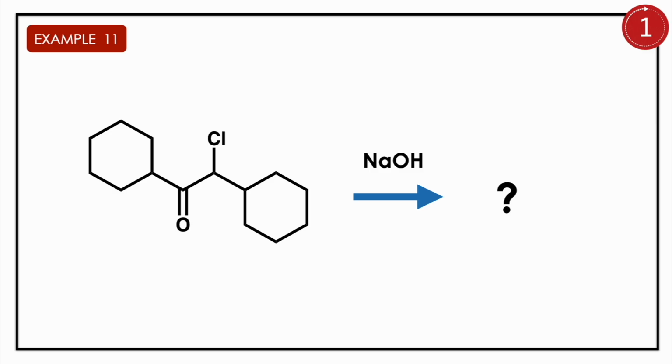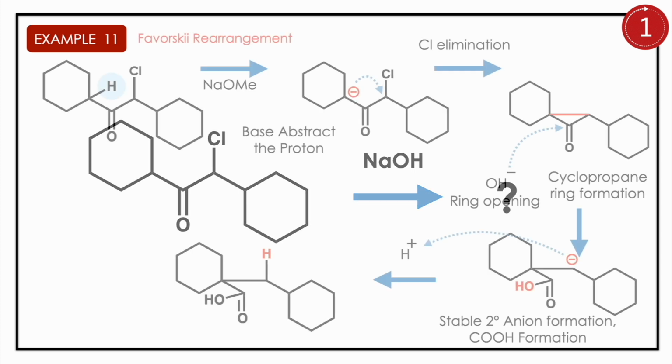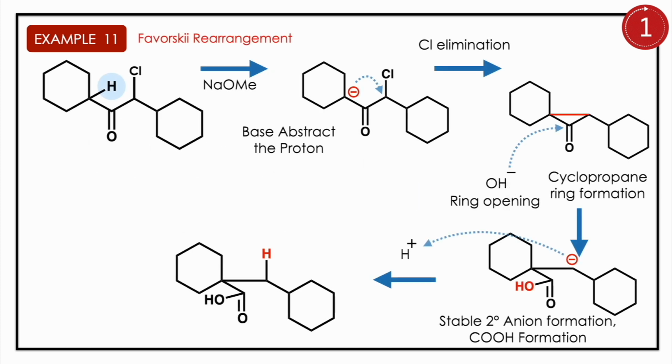Then the next example. Here you have a ketone, one side with cyclohexane, another side with chlorine attached to cyclohexane. You are using the base sodium hydroxide. You should find what will be the final compound. Here a ketone is there, an alpha halogen is there. The starting material contains a carbonyl, alpha hydrogen, and alpha chlorine.